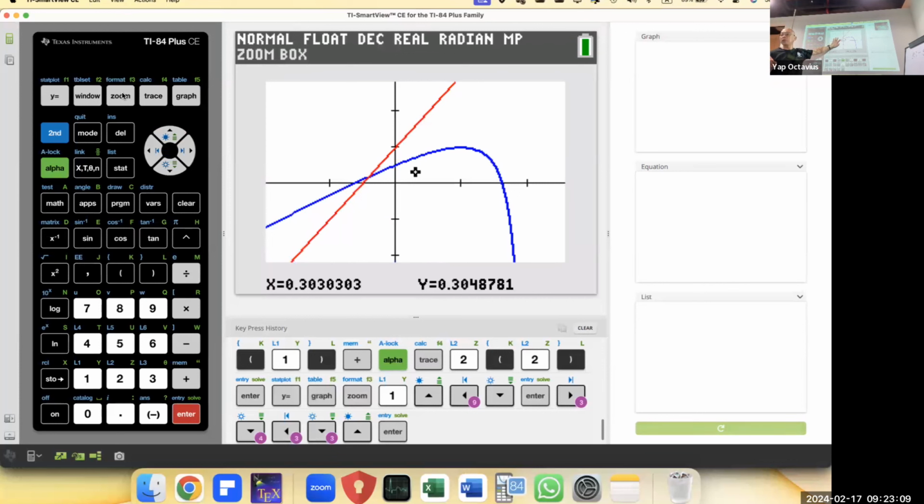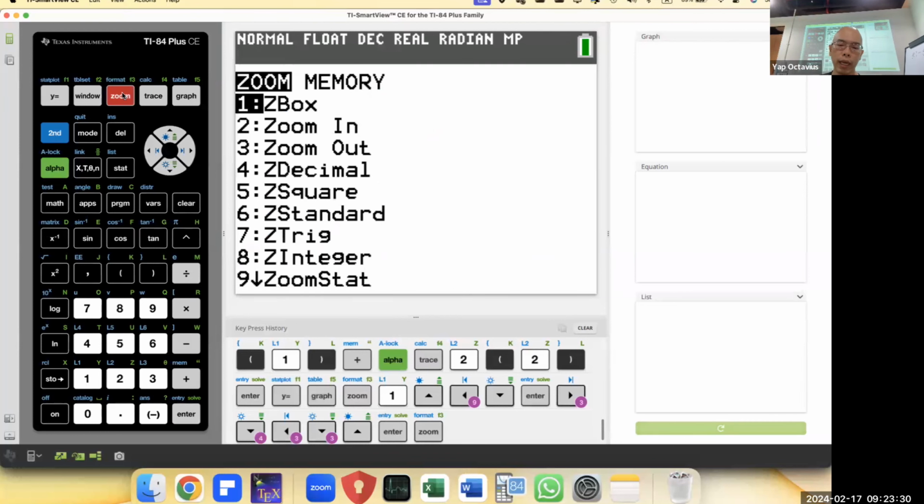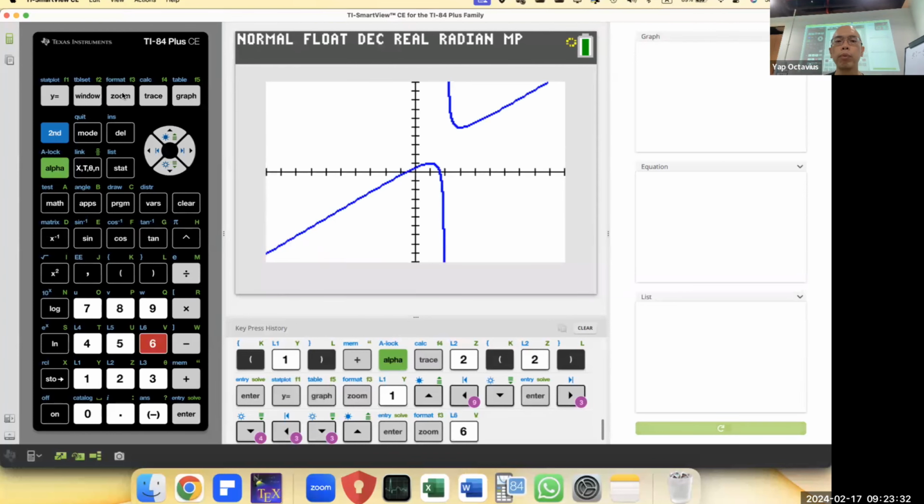Why do you need to do this? Because sometimes when you draw, the thing is all crammed together, very hard to see. Then when you want to see exactly, you see this point, right? On the original one, you cannot see that there are some parts away. So this part is actually some distance away. So this is zoom box. If you want the original, go back to zoom 6, zoom standard. Just press zoom 6, then you go back to this.